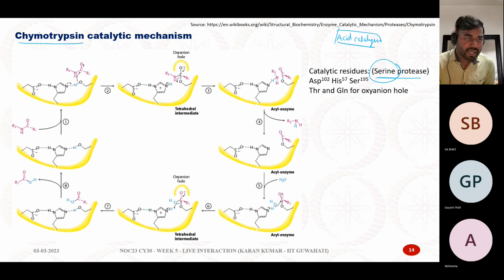Okay, so in chymotrypsin, what happens? Like in lysozyme, you saw the catalytic residues that were playing an important role, glutamic acid 35 and aspartic acid 52, right? Similarly, in chymotrypsin, you will see the role of aspartic acid 102, histidine 57, and serine 195. These three amino acids make a catalytic triad. The serine proteases are also called the catalytic triad.